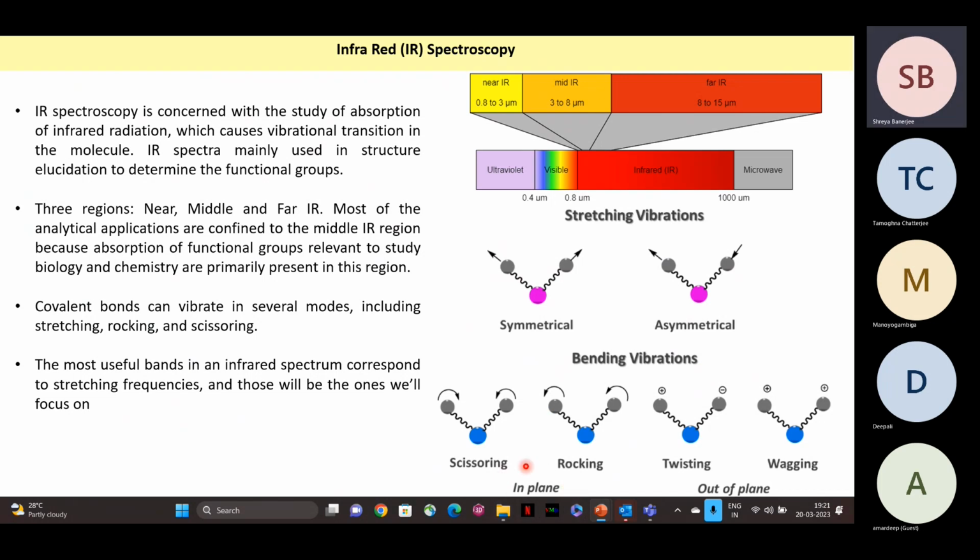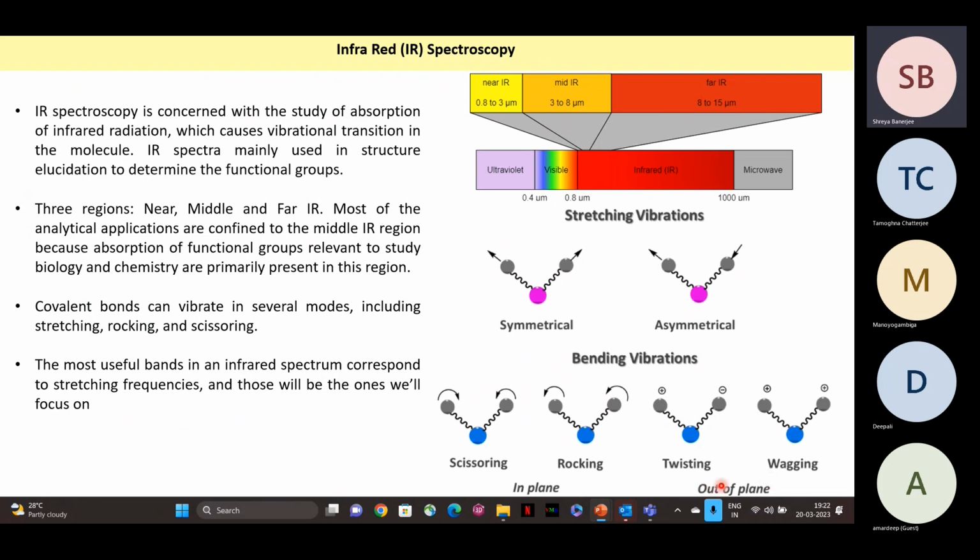Bending vibrations can also be of different types. In-plane bending is of two types. Scissoring, where the movement is like a scissor: both the bonds move together inwards, then outwards. Rocking is when both the bonds move together towards the left, then together towards the right.